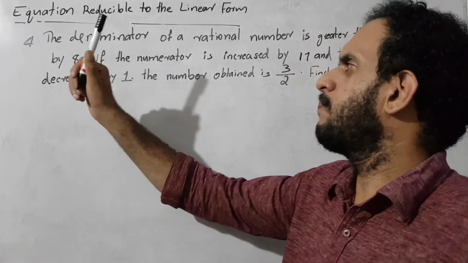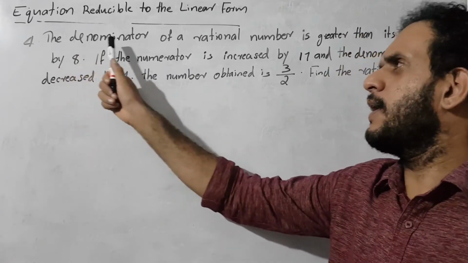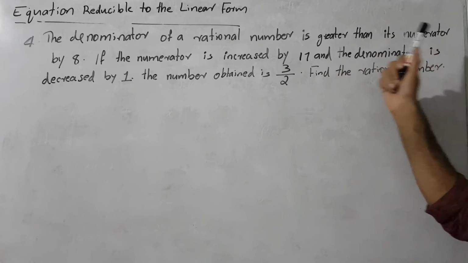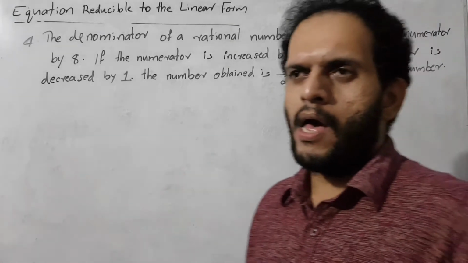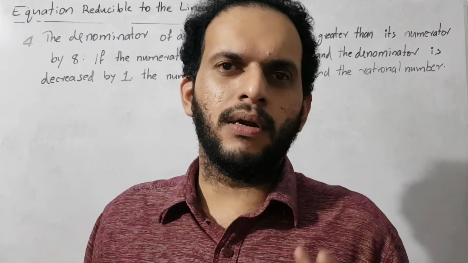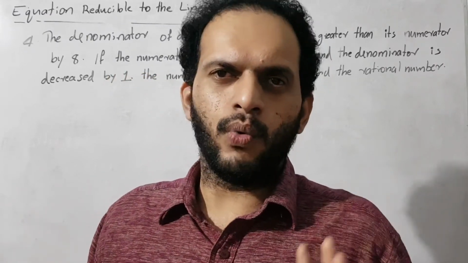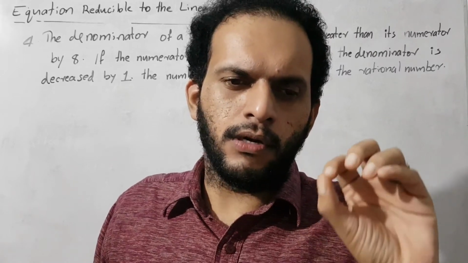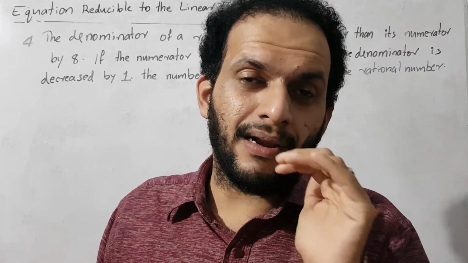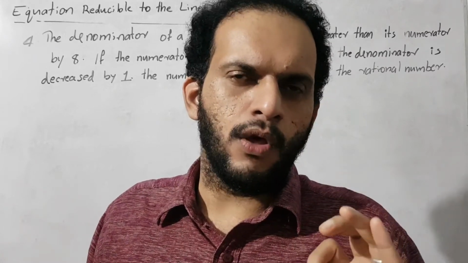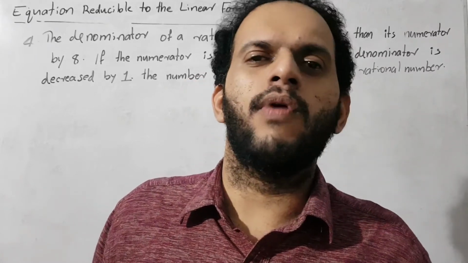Here it is given clearly: the denominator of a rational number is greater than its numerator by 8. So the denominator is stated based on the numerator. So what we choose as the variable, we choose the numerator as the variable.